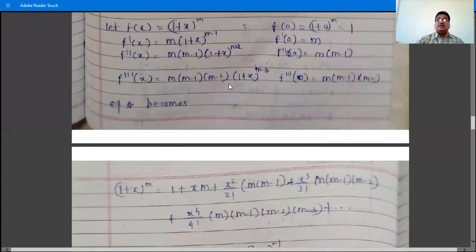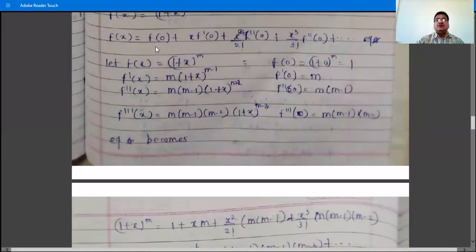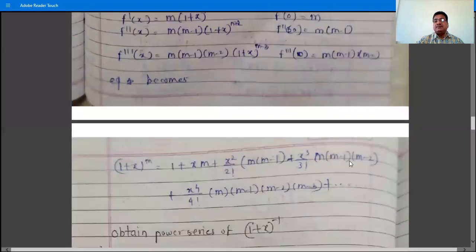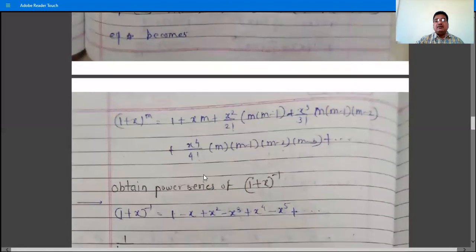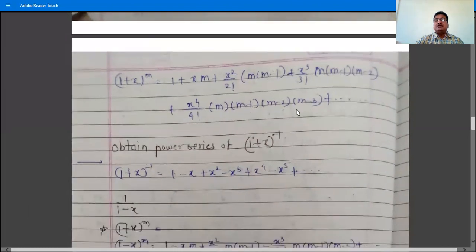And substitute all these values in equation number star. We have f(x) = (1 + x)^m, f(0) is 1. Then f'(0) is m, f''(0) is this, and f'''(0) is this. So we have this step. Then this is the expansion: 1 + mx + m(m-1)/2! x² + m(m-1)(m-2)/3! x³. This term is what? m(m-1)(m-2)(m-3)/4! x⁴ and so on. So this is the expansion of (1 + x)^m.